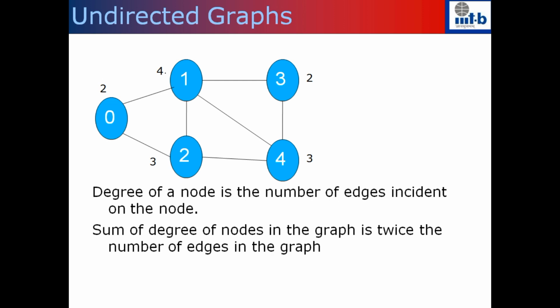It's easy to prove why this is the case, because if you take any edge, it will contribute to the degree of exactly 2 nodes in the graph. For example, if you take the edge 3, 4, it will contribute to the degree of 3 as well as the degree of 4. Similarly, every edge that you take will contribute to the degree of exactly 2 vertices in the graph. So when you add up the sum of the degrees, it will be exactly equal to twice the number of edges in the graph.